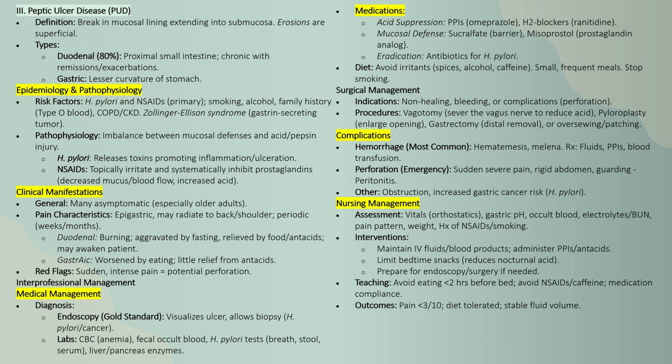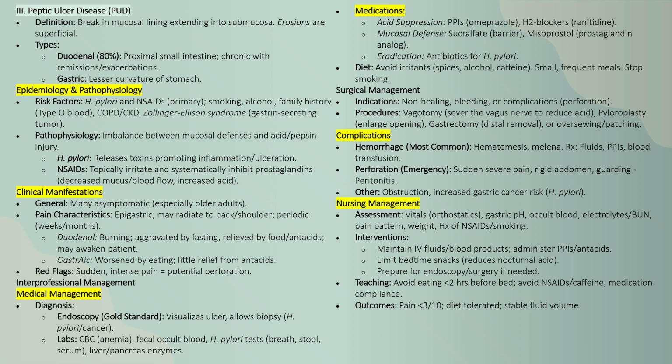Surgical management is usually reserved for non-healing and bleeding ulcers or complications. Options include oversewing a bleeding ulcer, patching a perforated ulcer, distal gastrectomy, vagotomy, which severs the vagal nerve to reduce acid, or pyloroplasty, which enlarges the pylorus opening.